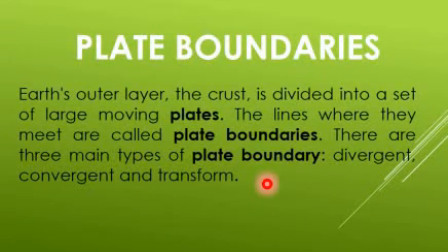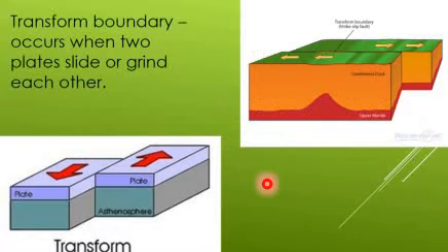Now, last is plate boundary. So, our Earth's outer layer, yung crust nga, is divided into a set of large moving plates. The lines where they meet are called plate boundaries. There are three main types of plate boundaries. We have divergent, convergent, and transform.